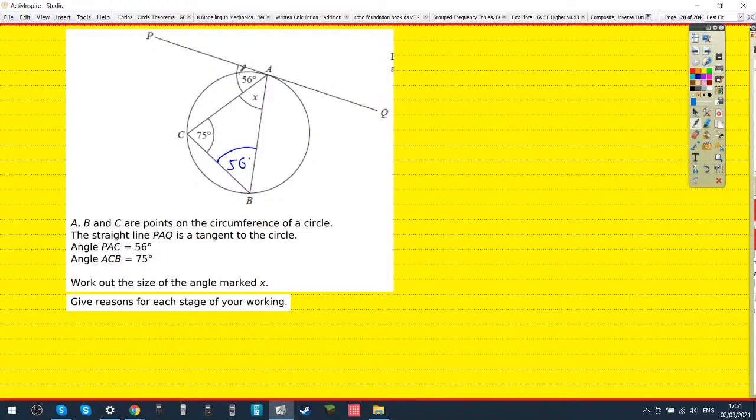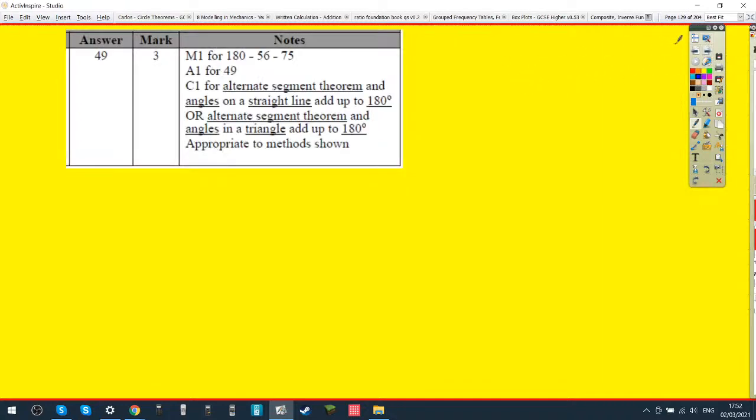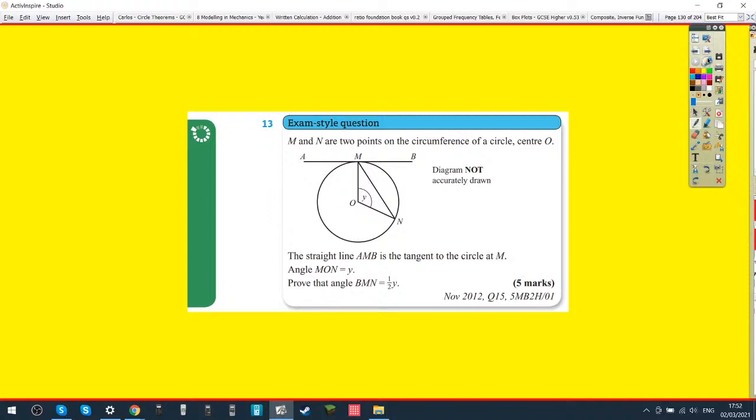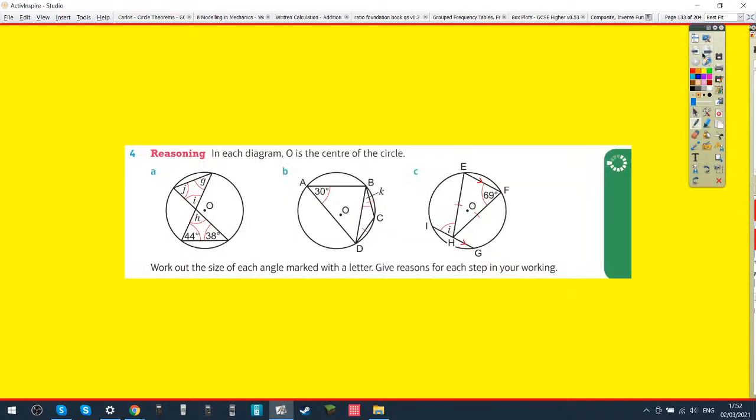And so, any idea about this one? 75 add 56, which is 131. Mm-hmm. And take that away from 180, and that is 49 degrees. Yeah. Great. Okay, let's see. Then we have lots of stuff.